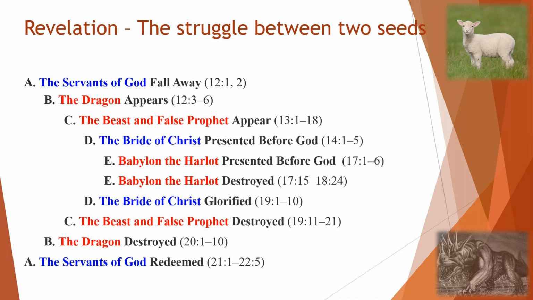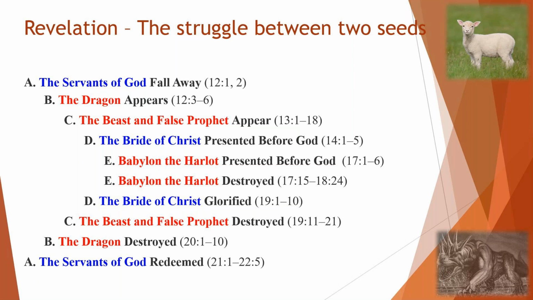In chapter 13, the bride of Christ is presented before God in chapter 14. Babylon, the harlot, is presented before God. Babylon, the harlot, is destroyed. The bride of Christ is glorified in chapter 19. The beast and false prophet are destroyed. The dragon is destroyed. The servants of God are redeemed. And there's a counterpart from chapter 12, the falling away, to the redemption.